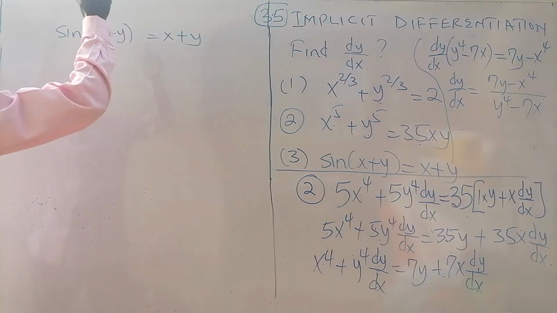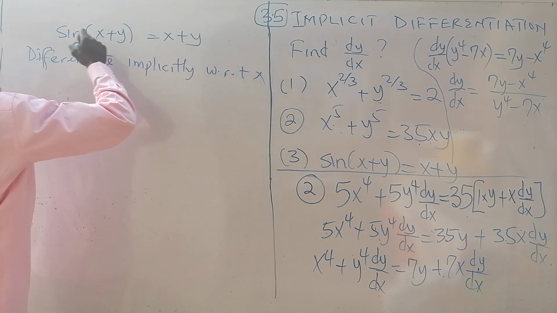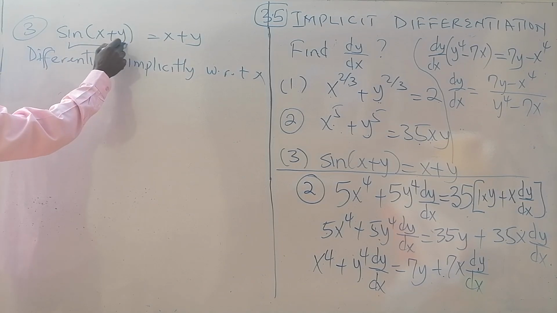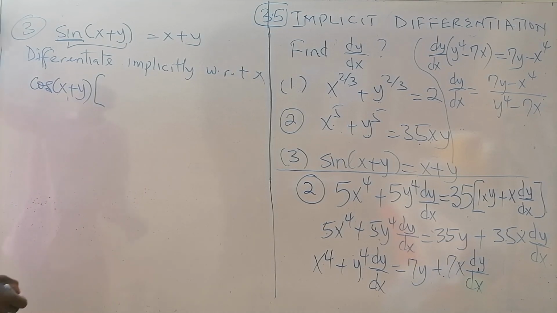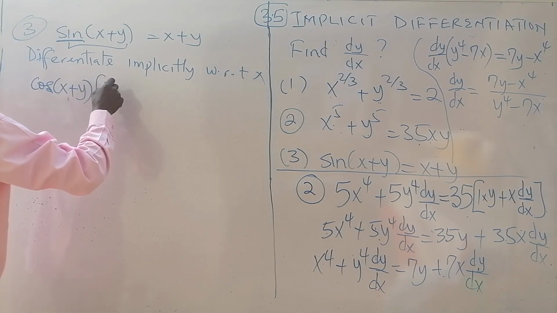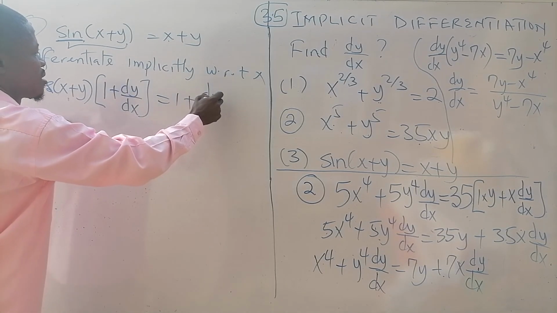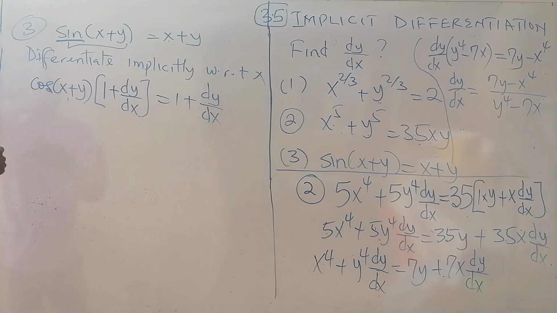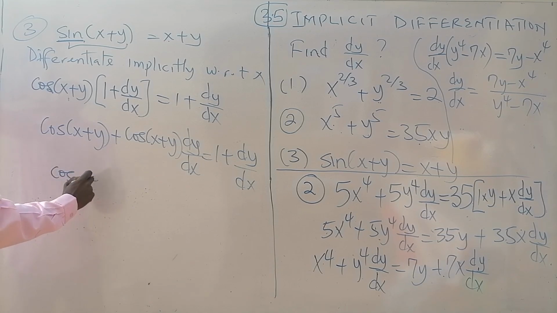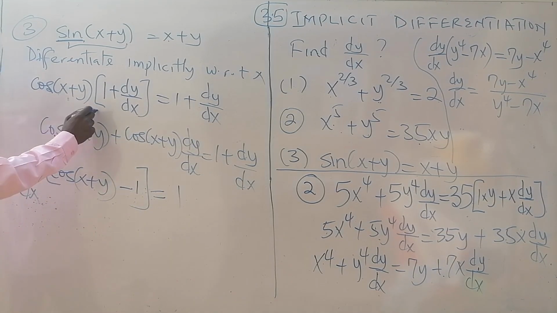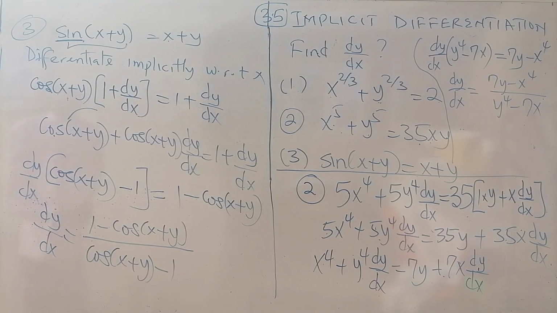Then the third one. Differentiate implicitly with respect to x. We're going to differentiate the outer function, that will be cos of the function, and then times the inner function, that will be 1 plus dy/dx, equal to, this one will also be 1 plus dy/dx. Can we open the brackets? So we're going to have this. Bring the dy/dx together, so we have this equal to 1. Move this one to the other side, and then make dy/dx the subject. So that's that on these aspects.